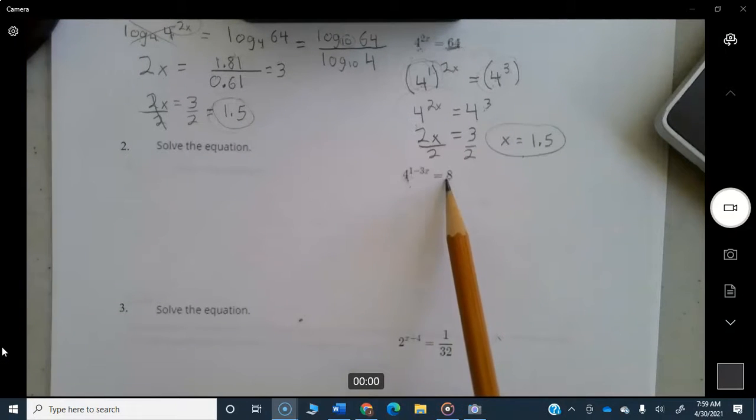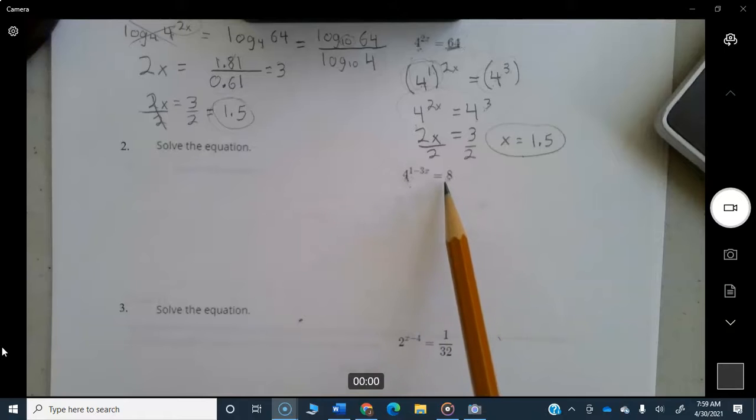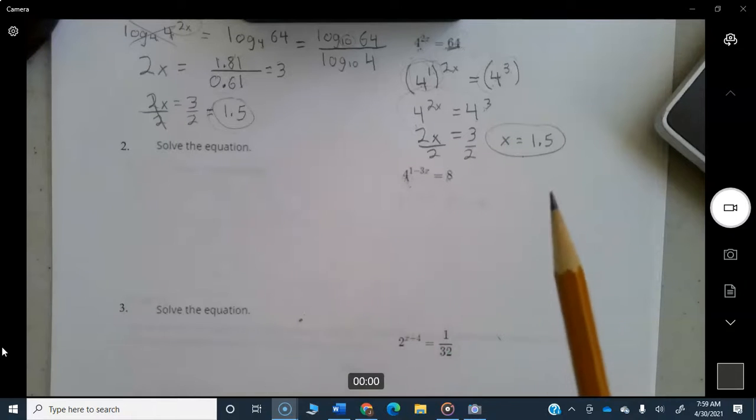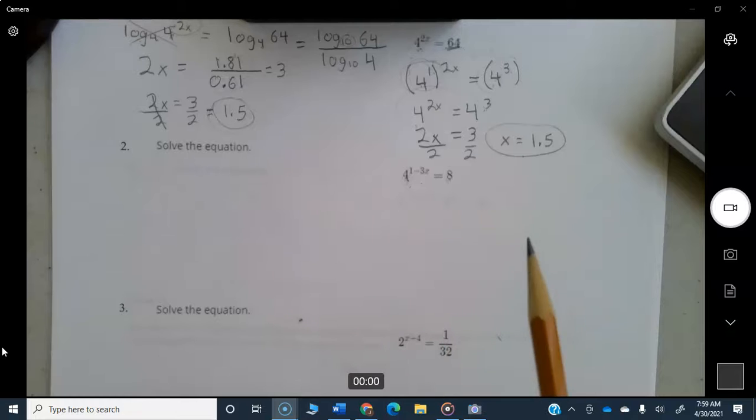4 is not a base of 8, so they can't have a common base of 4. So let's find a smaller number, a number that's smaller than 4 and smaller than 8, smaller than both of them, that could be a base for both of them. And the number that jumps out at you is 2.